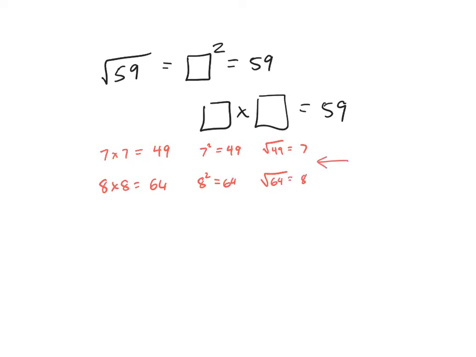59 falls somewhere in between 49 and 64. So the square root of 59 is going to be somewhere in between 7 and 8. It's probably going to be closer to 8 because 59 is closer to 64 than it is to 49.